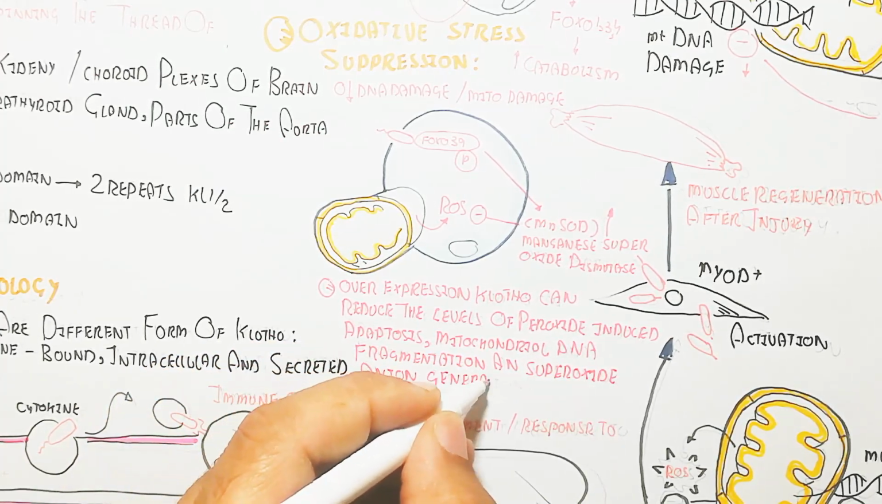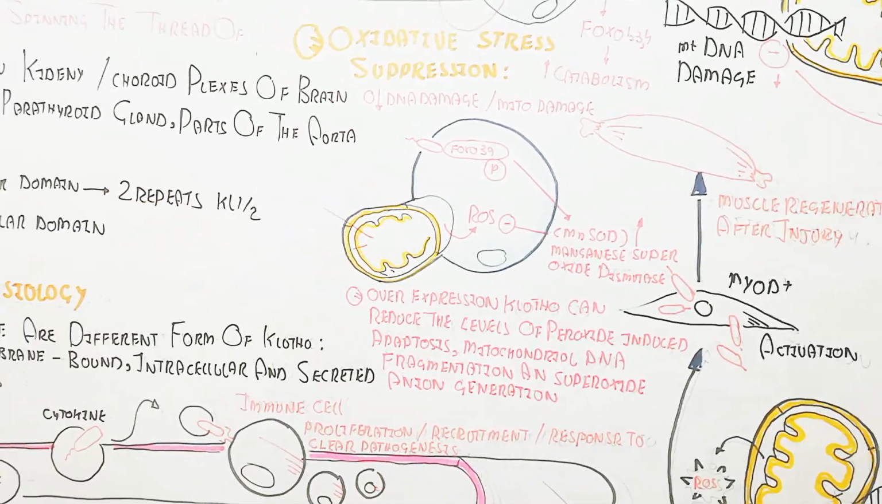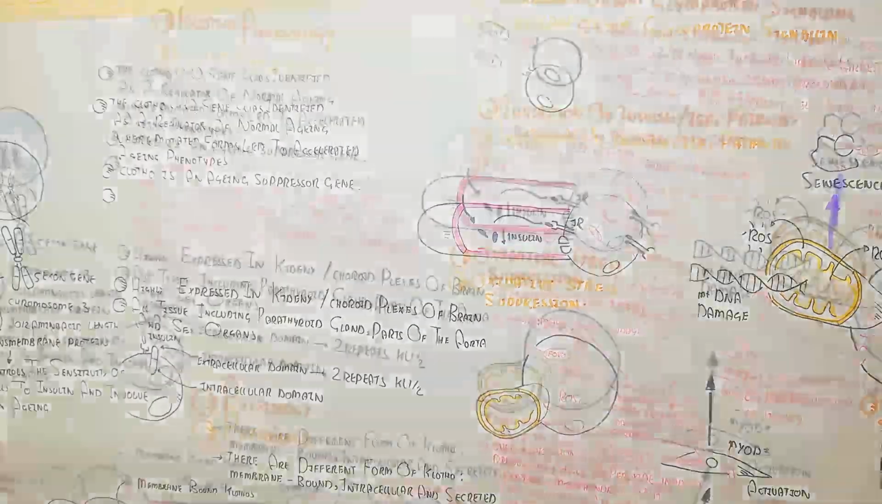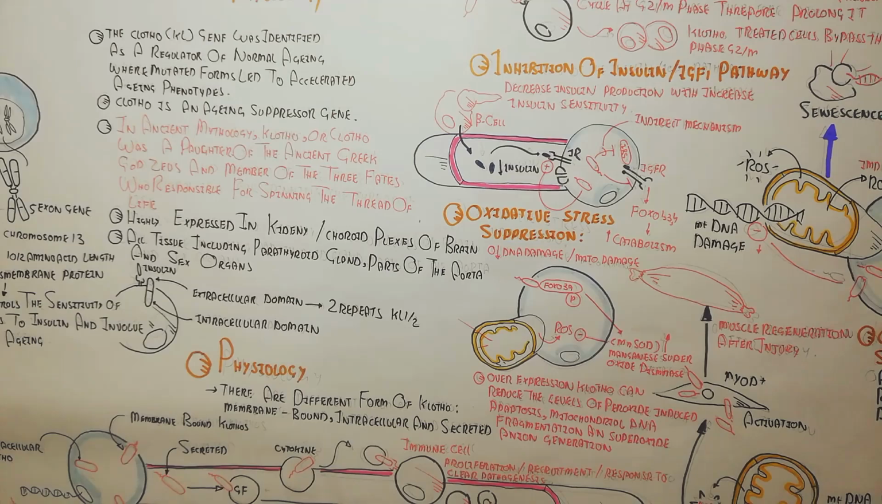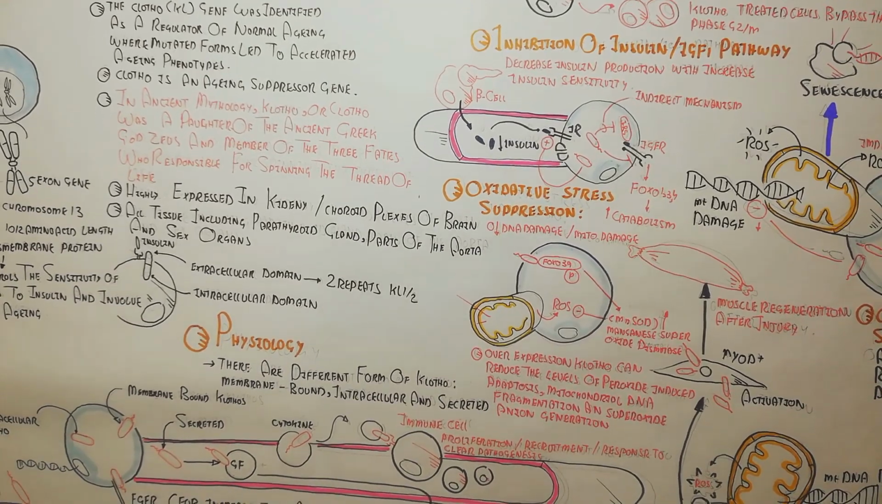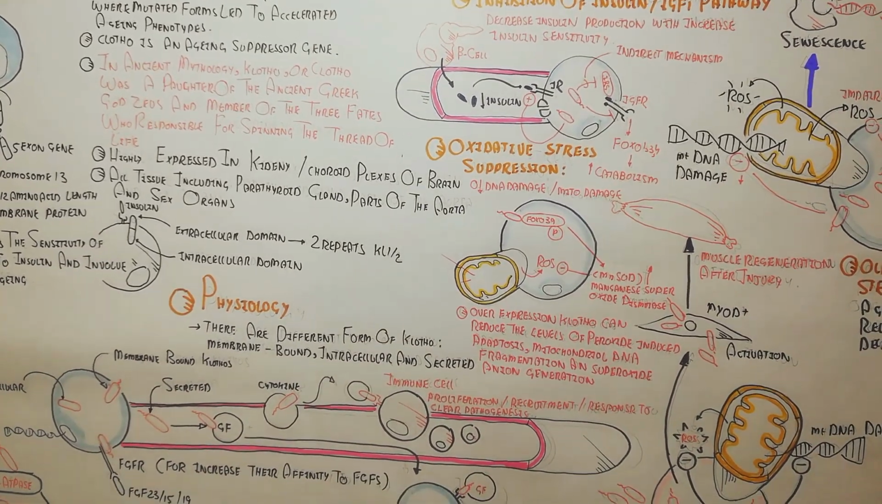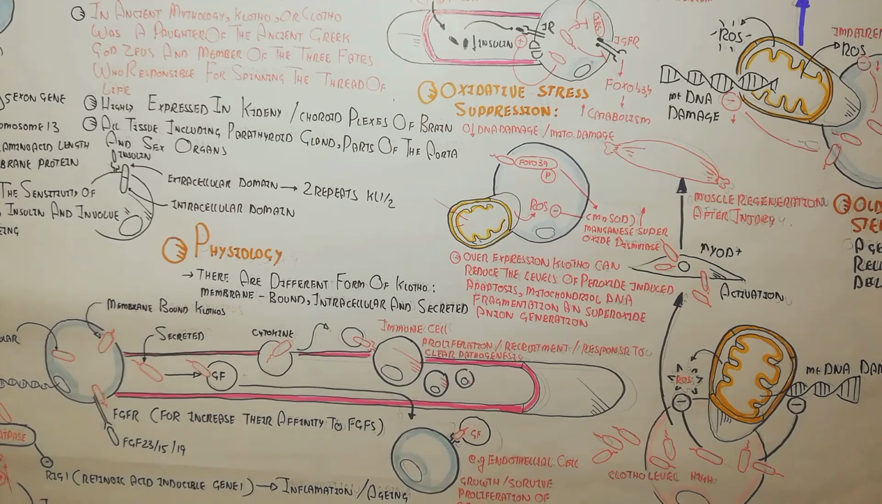The Klotho physiology: Klotho is an important anti-aging factor, with many roles such as suppression of Wnt glycoprotein signaling, inhibition of the insulin and IGF-1 pathway, oxidative stress suppression, and muscle stem cell growth.